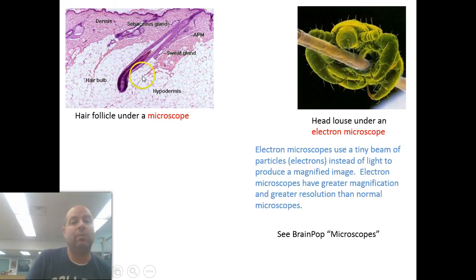This image is taken with a light microscope, and here we have an image of a head lice taken under an electron microscope. We do not have electron microscopes here on campus, but you will be using the light microscope for various labs that we're going to be doing in the future. So those are the optical tools that use light. All right, thank you.